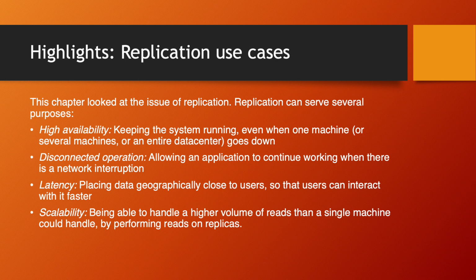Let's start with replication use cases. This chapter looked at the issue of replication. Replication can serve several purposes. High availability, that is keeping the system running even when one machine or several machines or the entire data center goes down. Disconnected operations, allowing an application to continue working when there is a network interruption. Latency, placing data geographically close to users so that users can interact with it faster. Scalability, being able to handle a higher volume of reads than a single machine could handle by performing reads on replicas.